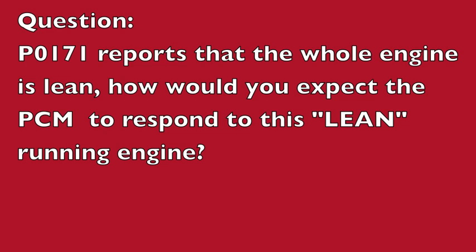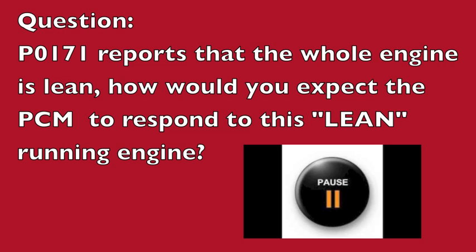P0171 reports that the whole engine is lean. So how would you expect that the PCM would respond to this lean running engine? The computer will react to that lean code by trying to enrich it. As you know, the computer cannot add or take away air. All it can do is add or take away fuel. So since it's lean, or there's too much air, it's trying to add fuel to balance the air-fuel mixture. Therefore, the computer is dumping fuel into this, and we have black smoke coming out the tailpipe.